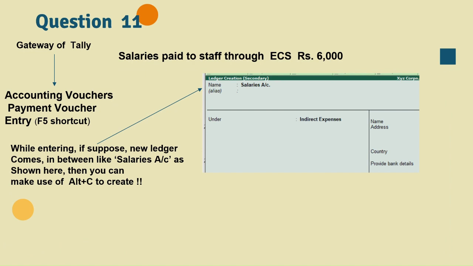And next is salaries paid to staff through ECS. So here you have to prepare salaries account. Suppose I forgot to create this ledger. I just started recording the transactions. So in the middle I can do that, pressing a shortcut key, that is Alt plus C. Then the ledger page will open, so I can create a salary account under indirect expenses.